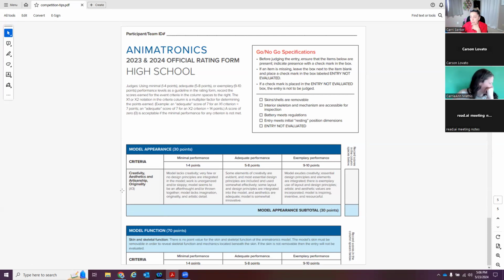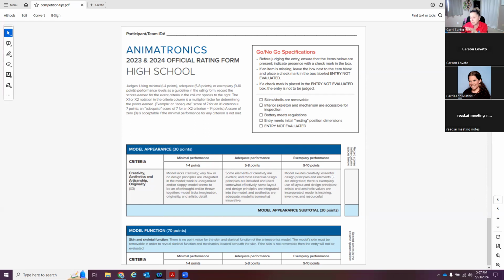Right here, at the top right, is your go, no go. This is where the judge would look first. For animatronics, we have skins and shells: are they removable? Is the interior skeleton and mechanism accessible for inspections? Do the batteries meet regulations? And does the entry meet initial resting position dimensions? If all four of those things are not checked, then we're going to move on and call this one a DQ, and it's considered a no-go. Further down, I didn't do the whole snippet, but it gives you the rest of the rubric, so you can see in depth what these judges are looking at.